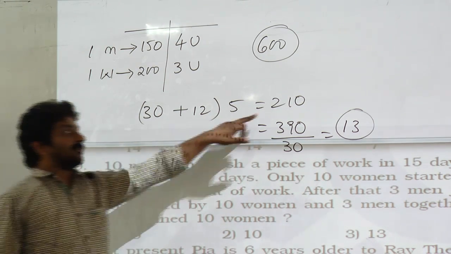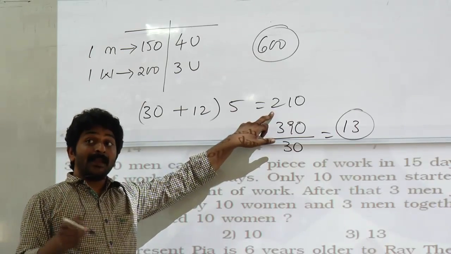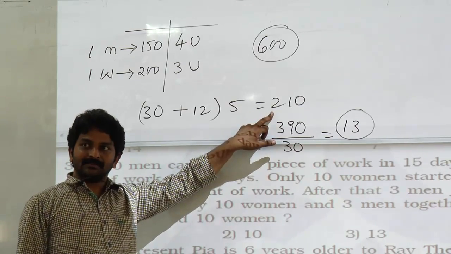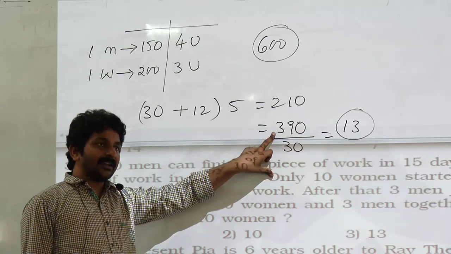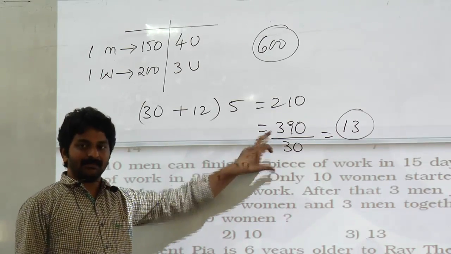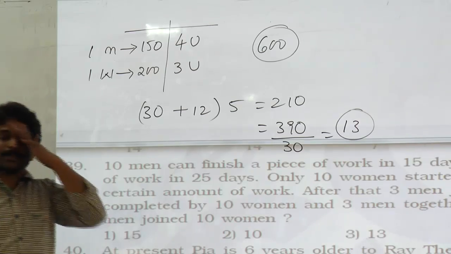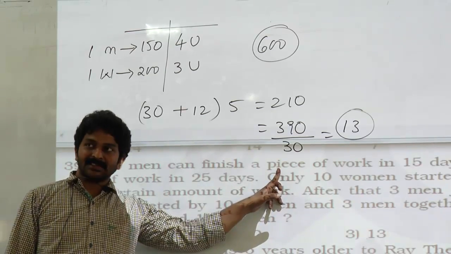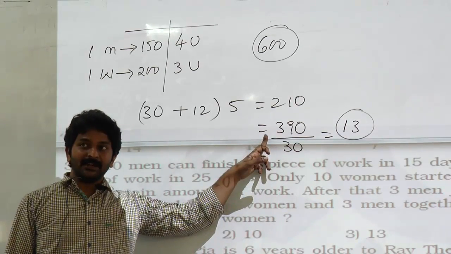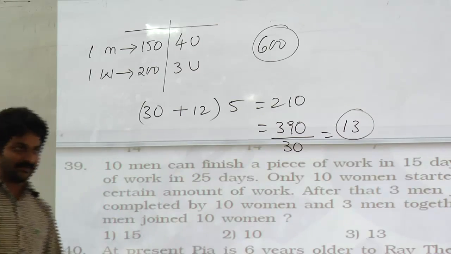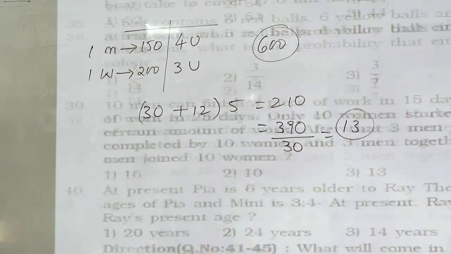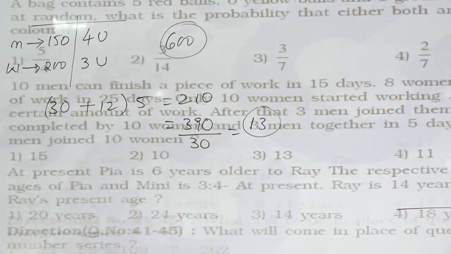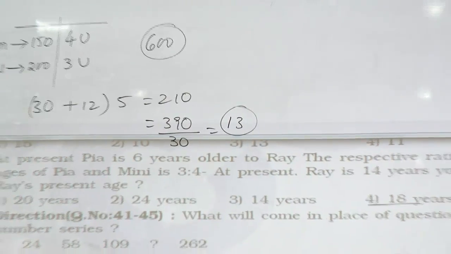This 210 is the work done by 10 women and 3 men together. And 390 units of the work is done by only 10 women. 10 women can complete 30 units in a day. Number of days taken to complete 390 units are 390 by 30, which is 13. Next, 40.